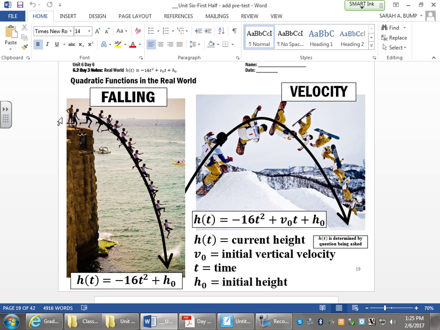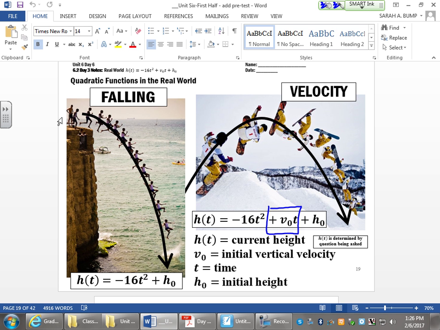So there's a new formula here next to the snowboarding picture that looks similar to the falling formula, except it has this middle term, it's pronounced V naught T. That little sub-zero is always pronounced "not," like when you tie your shoe in a knot. That's just how you say it. So that has to do with the velocity, or the speed behind your object that's going up and then down again.